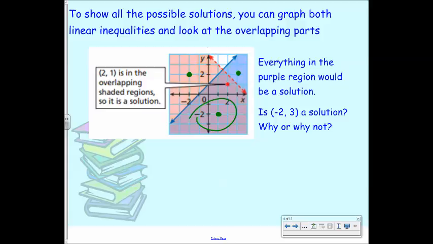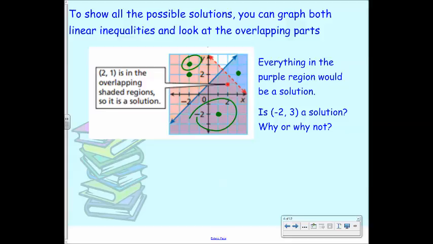So then if it says, is negative 2, 3 a solution, you would go negative 2, positive 3: 1, 2, 3. Is this a solution to the set? No. What is it a solution to? The red one. Okay, so that's a solution to the red one, but not to the blue one. Therefore, it's only a solution to one of them, so it's not a solution.